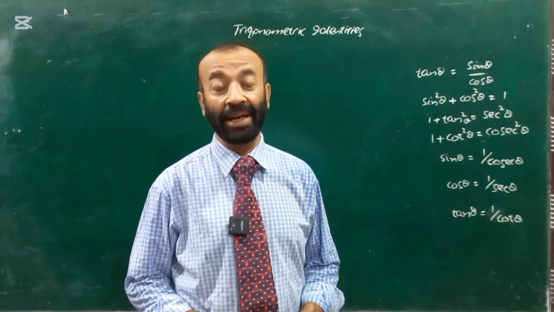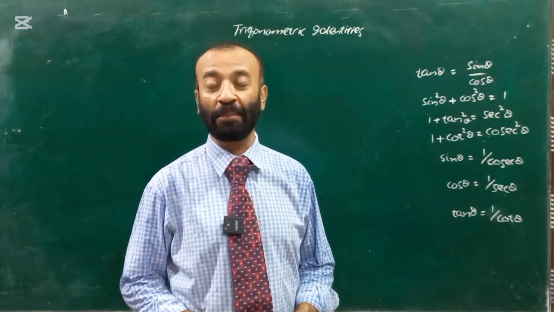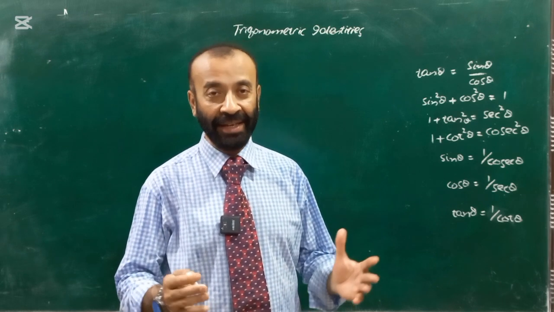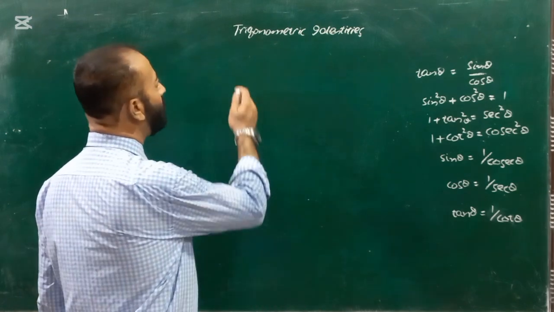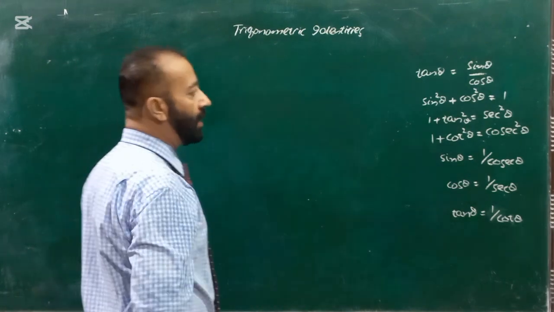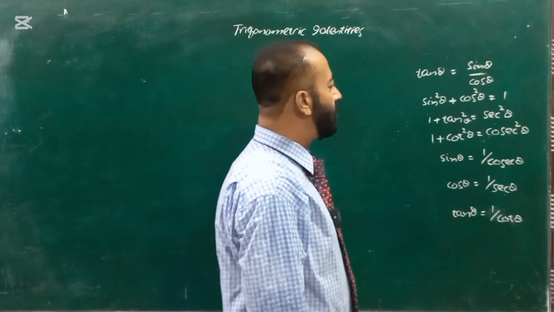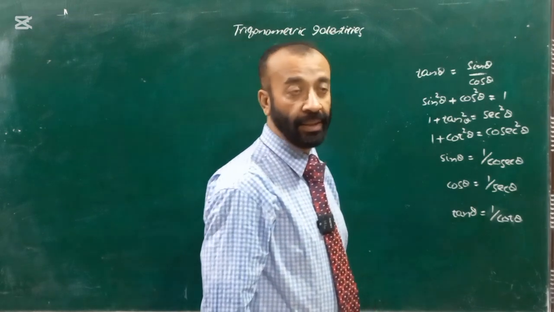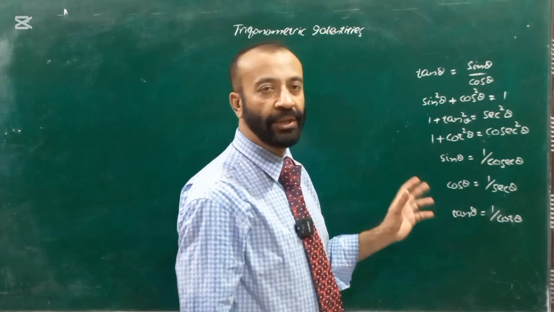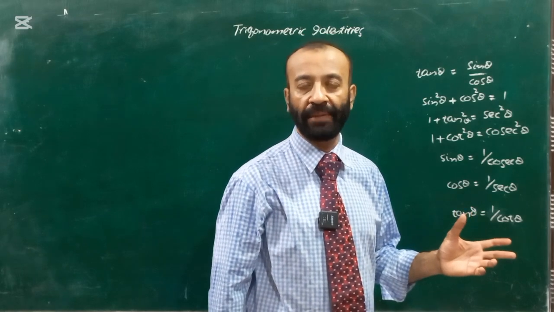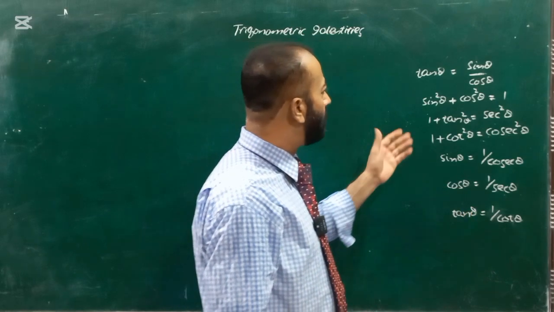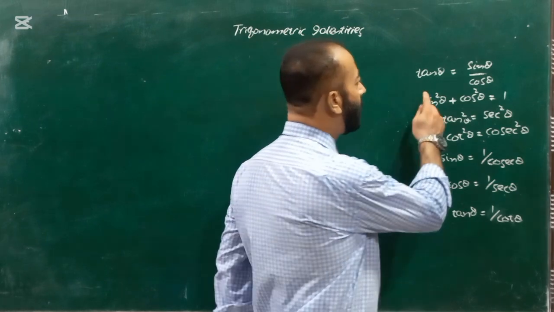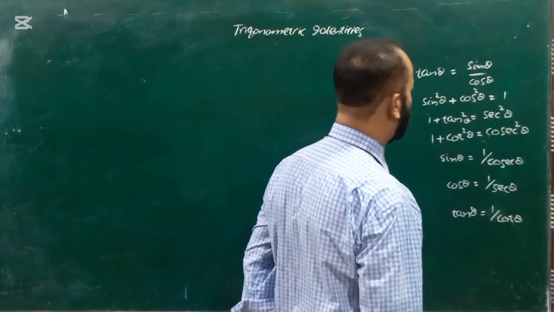Good morning, students. Our today's topic in the subject of pure mathematics 3 is trigonometry. And in trigonometry, we are going to read trigonometric identities. So first you have to understand and learn some formulas without which you will be unable to solve the questions of trigonometrical identities. So the first formula is tan theta is equal to sine theta over cos theta.